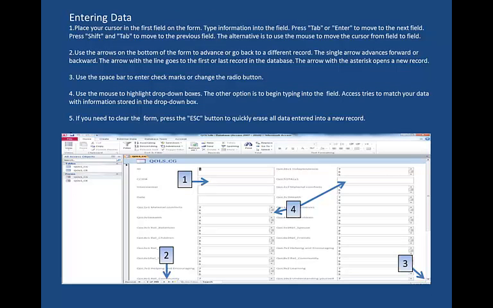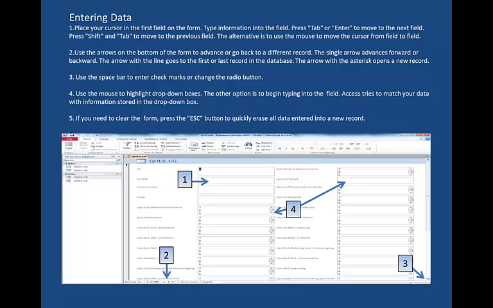Entering data: when you're working within a form, you're going to place your cursor in the first field on the form. Type the information into the field, press Tab or Enter to move into the next field. You press Shift and Tab to move to the previous field. The alternative is to use the mouse to move the cursor from field to field. Use the arrows on the bottom of the form to advance or go back to a different record.